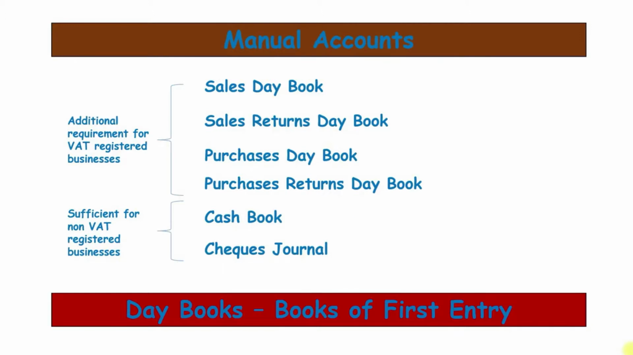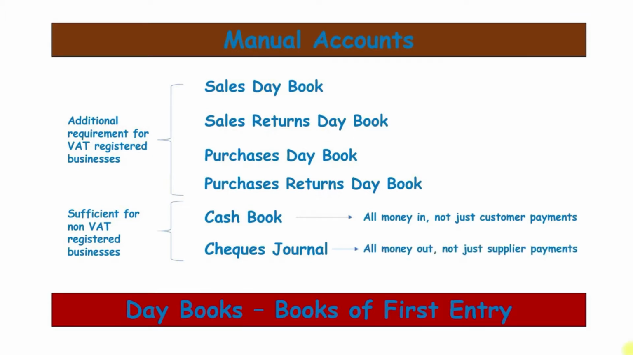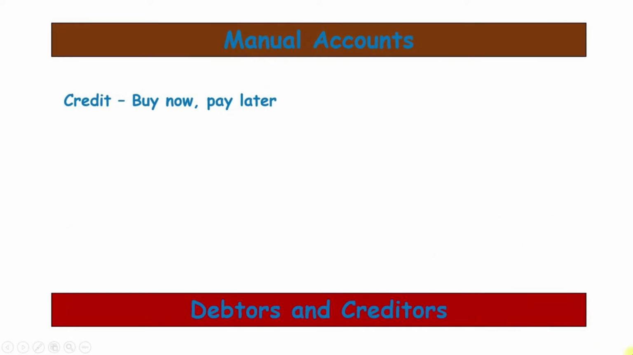It is important to note at this point that the Cash Book records all money in, not just customer payments. Items such as incoming rent, revenue refunds, cash sales, etc. are all recorded in the Cash Book. Likewise, all money out is recorded in the Checks Journal, including items such as rent payment, revenue payments, bank fees, etc. These books are sometimes known as books of first entry, as it is in these books that our figures appear for the first time. While not all businesses will offer credit, for the purpose of this module, most of the transactions are on credit.